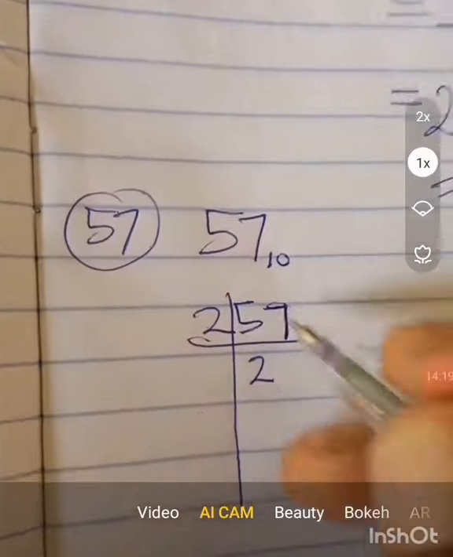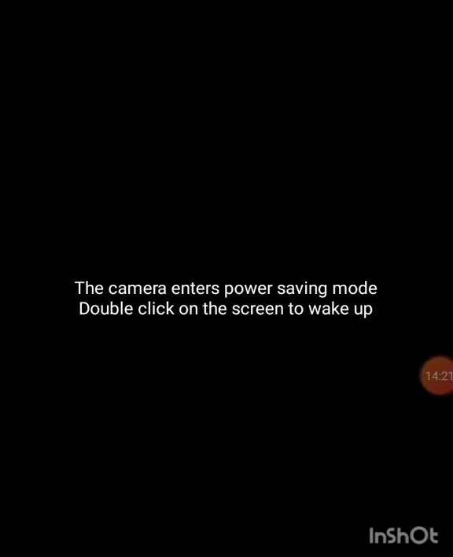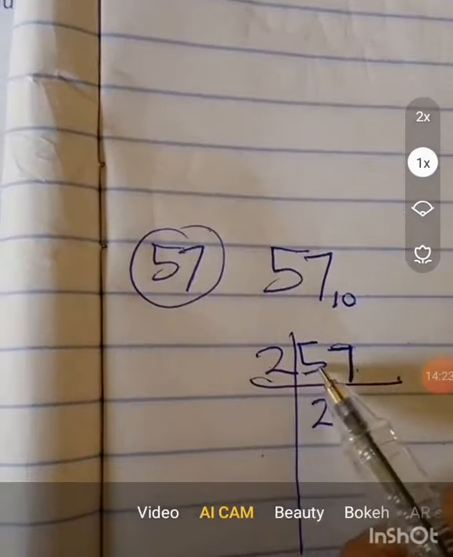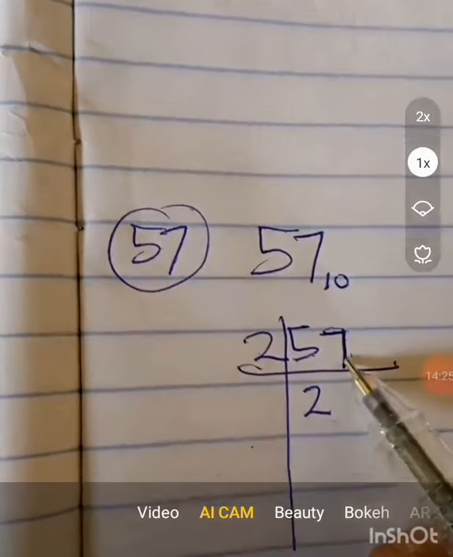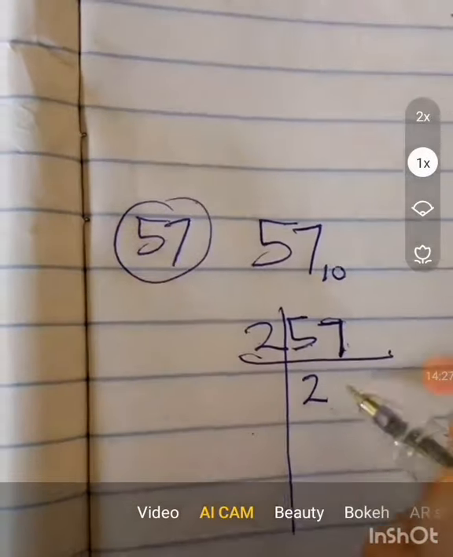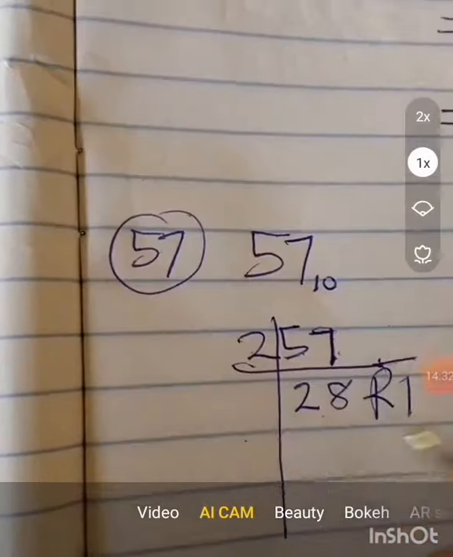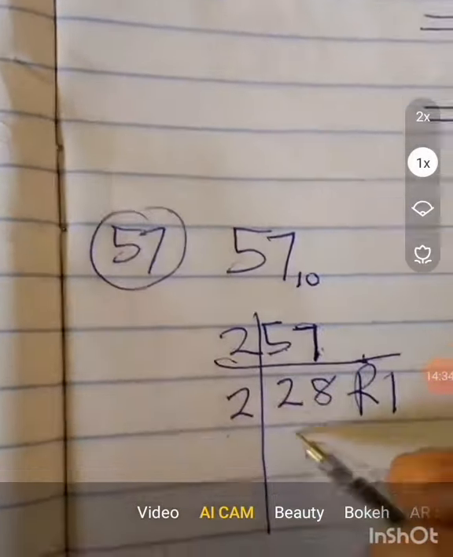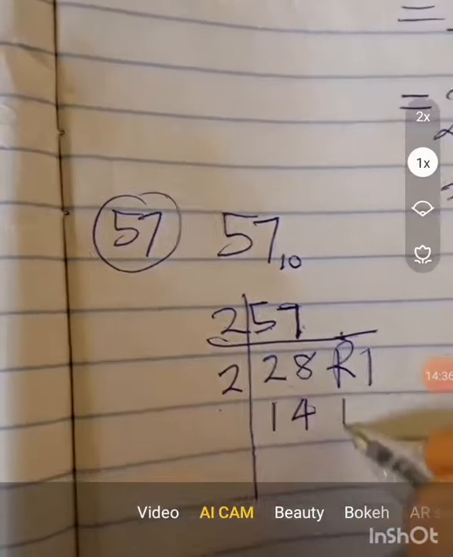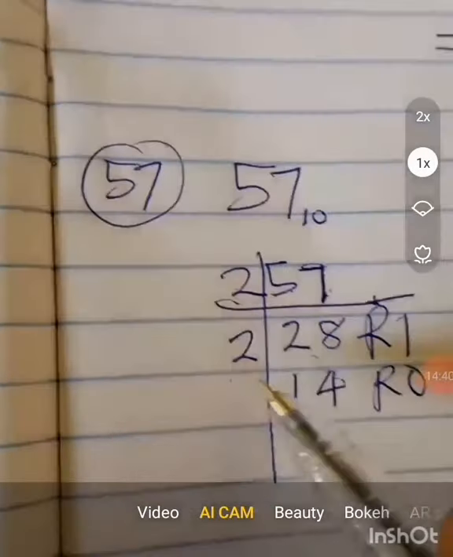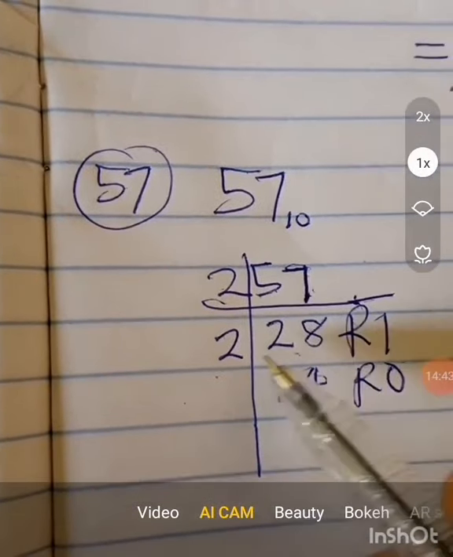We put it here, we have 17. 2 goes into 17, we have 8, because 8 times 2 is 16. So it will remain only 1. So 2 goes into 28, we have 14, remainder 0. Nothing remains, because 2 goes into 2, 1. 2 goes into 8, we have 4. That's what we mean.